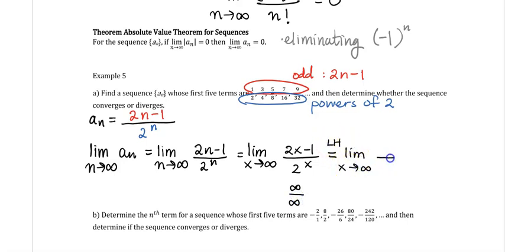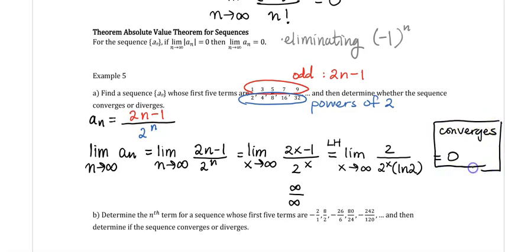So now, taking the derivative of our numerator, we have 2. Taking the derivative of our denominator, we have 2 to the x multiplied by natural log 2. And that limit goes to 0 because the denominator gets very large as the numerator stays constant. And so we can conclude that this sequence converges. It's always converging if you're getting a real number as your answer.